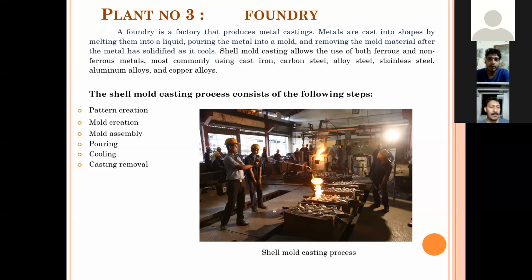Shell molding casting allows the use of both ferrous and non-ferrous metals. Most commonly used are cast iron, carbon steel, alloy steel, stainless steel, aluminum alloys and copper alloys. Here in the picture we can see the shell molding casting process. The molten metal or molten alloy which is prepared in the furnace is taken and poured into the mold. It may be shell molding or core molding.